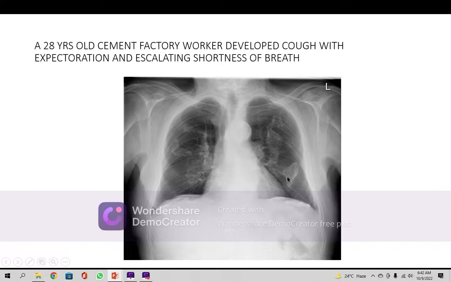If you prevent exposure from the factory work and avoid asbestosis, it's possible that these plaques will not be converted into mesothelioma. Otherwise, you give bronchodilation, and steroids will be helpful in this condition.